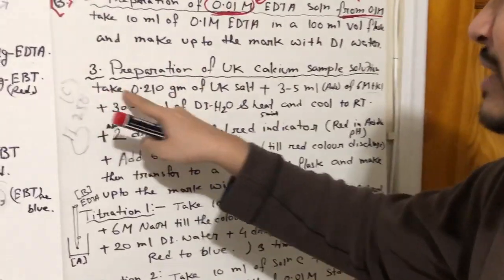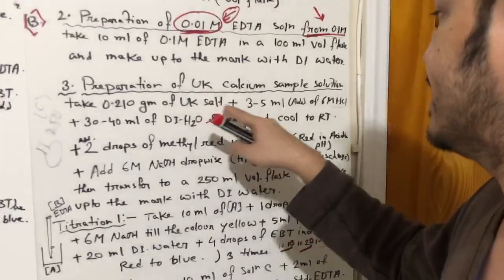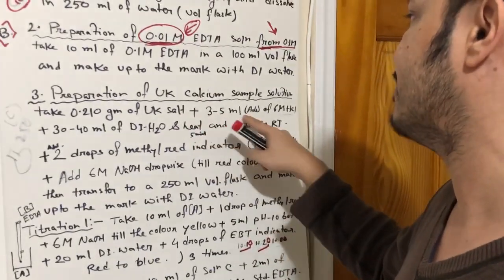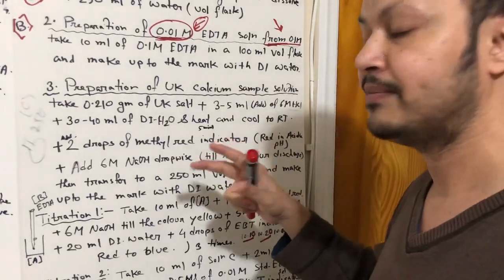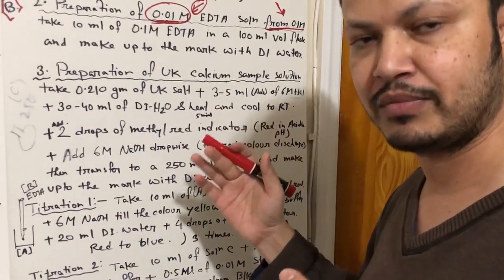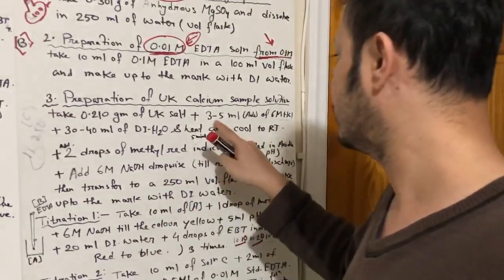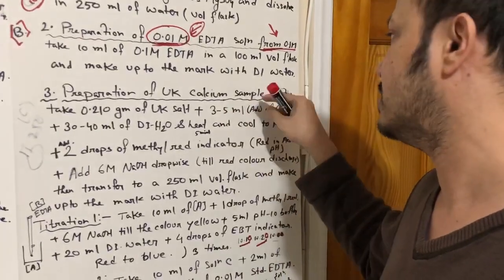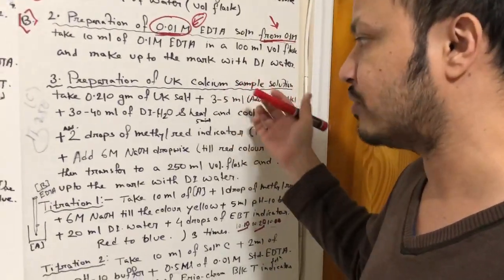So first we are going to take 0.210 gram of unknown salts. Then we are going to add 3 to 5 ml of the HCl. Why? To convert all of the calcium to calcium chloride salt, because we know that all calcium chlorides are soluble in water. So we just converted all the calcium into calcium chloride, and we know that calcium chloride is soluble.